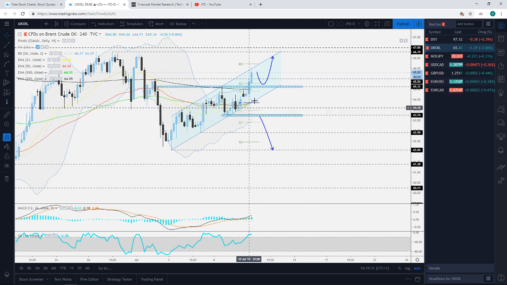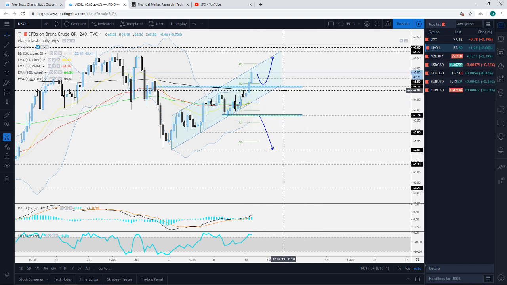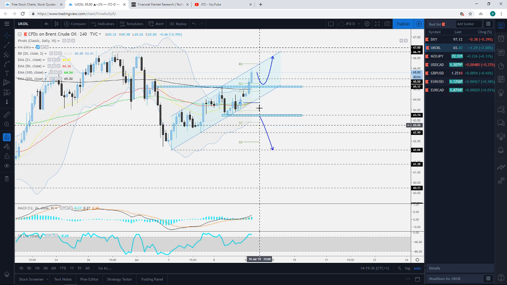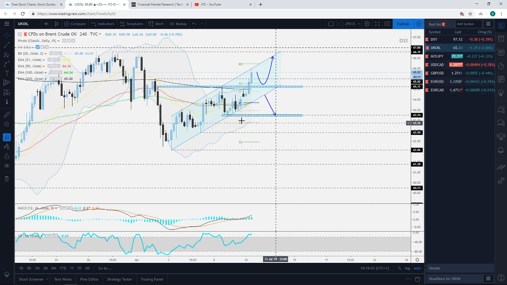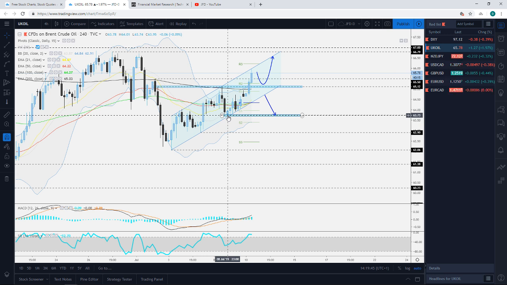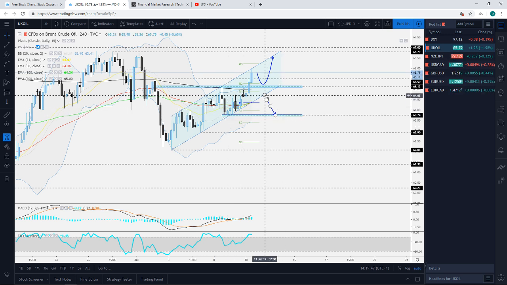Only if it starts breaking the lower side of the rising channel formation will we start considering the downside. We will aim for this little area of support here near the 63.74-75 zone, marked near the low of the 8th of July.